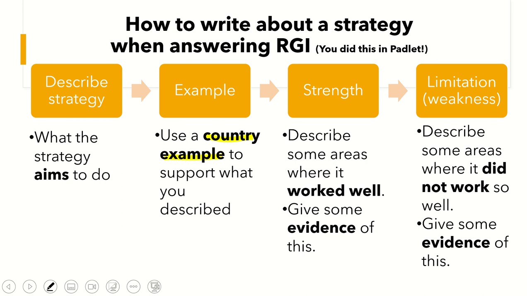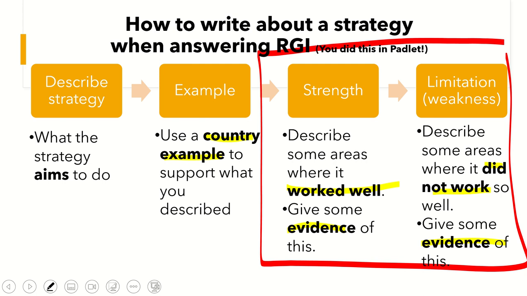Now, using that country as an example, you described some areas where it worked well, mainly the strength, and then you gave some evidence about this. After that, you wrote about its limitation, or some areas where it did not quite work so well, and you gave some evidence of this. Now, why do we need to talk about the strengths and the weaknesses? We need to because we always need to assess a strategy based on its pros and cons. Every strategy, every plan has got areas where it works well. It also has areas that it did not work quite so well. Nothing is perfect in this world.